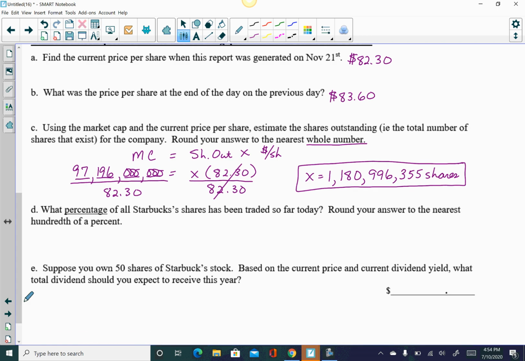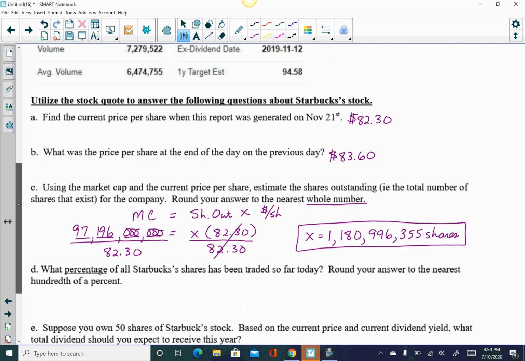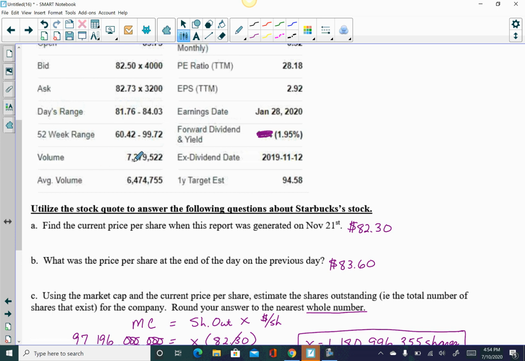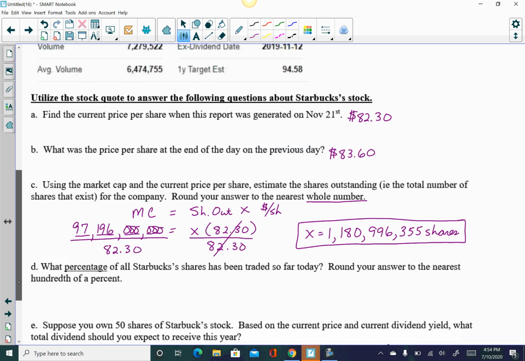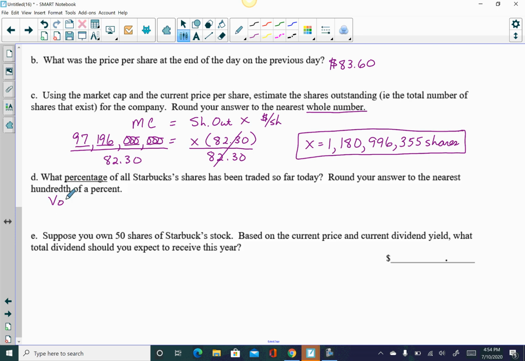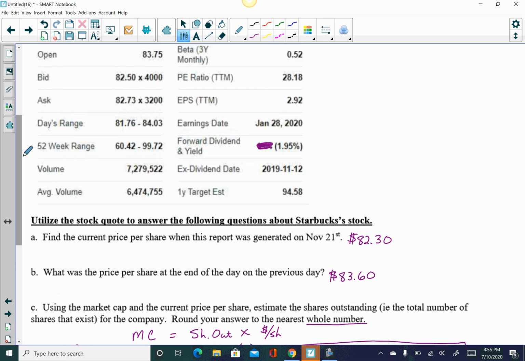Part D says, what percent of all Starbucks shares then have been traded so far today? So think about that. In Part C, we have found the total number of shares that exist for the company, right? And the volume represents the amount that has been traded so far today. So what's going to happen is that we're going to take our volume, your part, divided by your whole, your shares outstanding. So your volume, you just get from up here in the table. Remember, that's the definition on the front page. That's the amount that's been traded so far today.